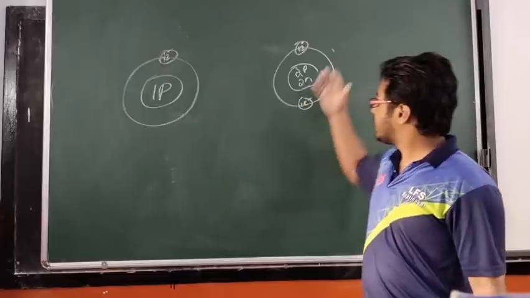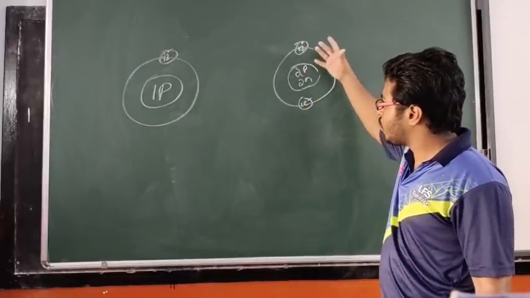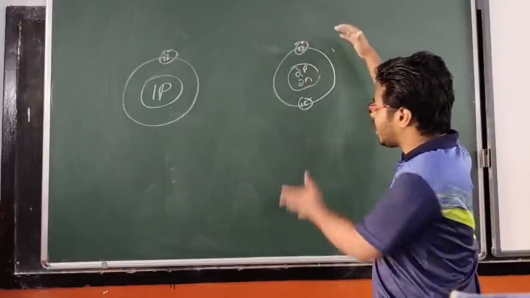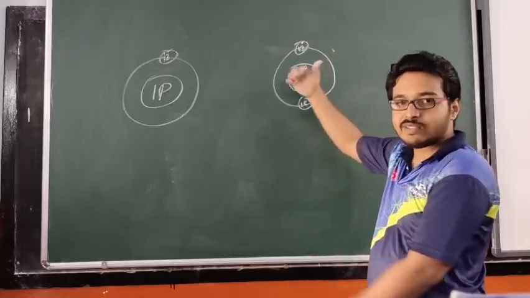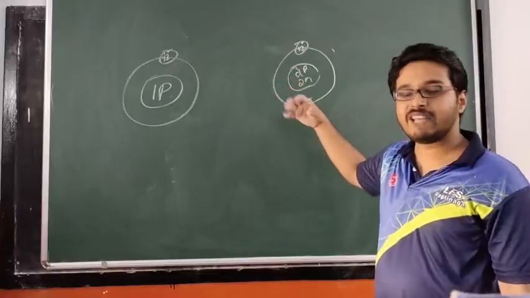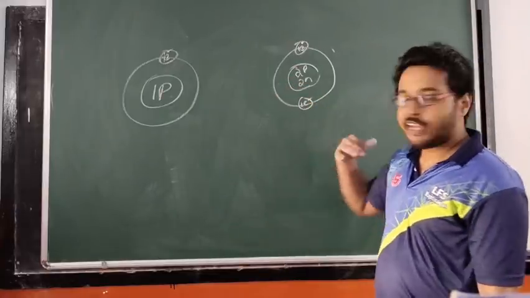So in other words, this electron will be attracted towards the nucleus more powerfully, so the electrons will come closer, or else you can say that the size of the atom decreases if the nuclear charge is increasing. Okay, so I hope you understand.